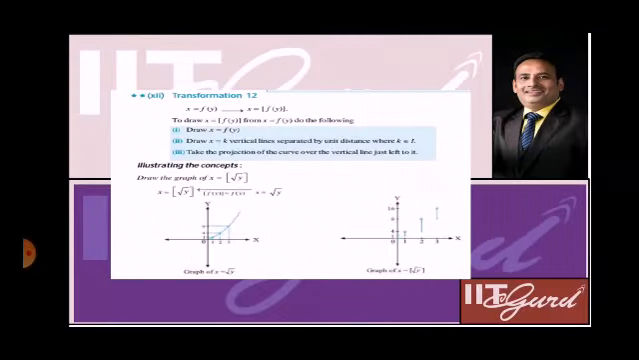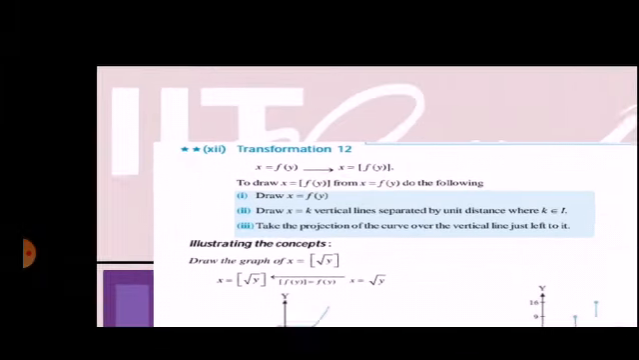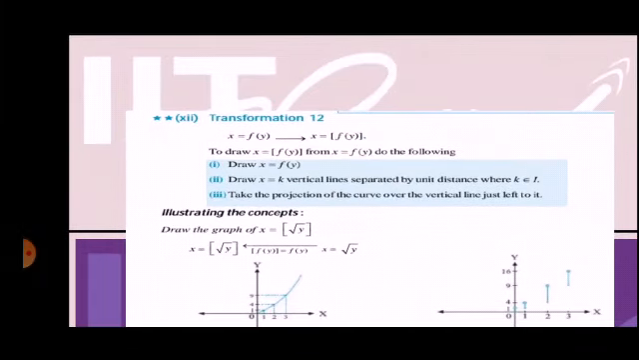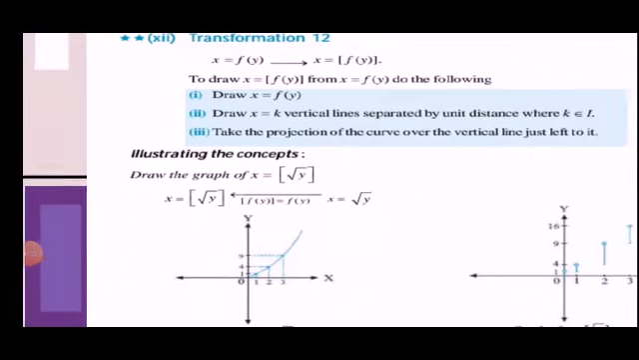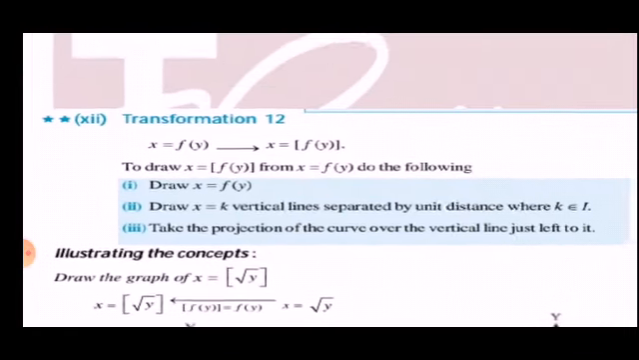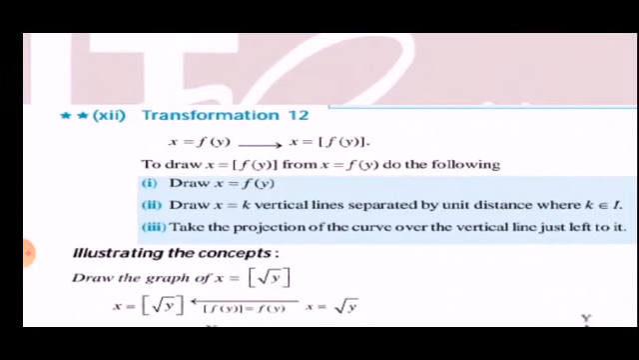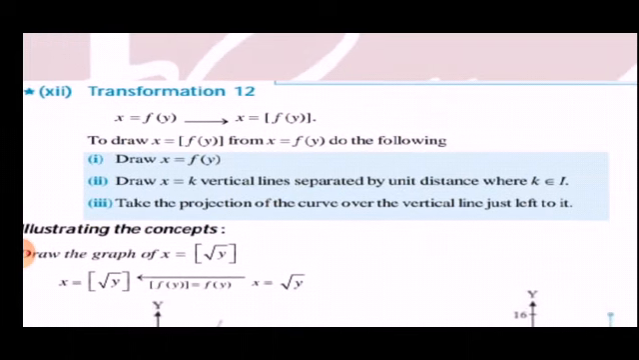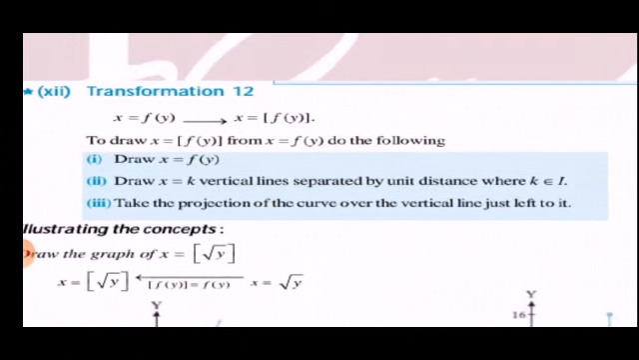Okay, fine. Next, a new transformation. We will go for transformation number 12: x equal to GI of fy. To draw x equal to GI of fy, you have to follow the following steps. Step number 1: draw x equal to fy. Draw x equal to k, vertical lines separated by unit distance, where k belongs to integers. It means as before, we were drawing lines parallel to x axis. Here, x equal to k means we have to draw lines parallel to y axis.